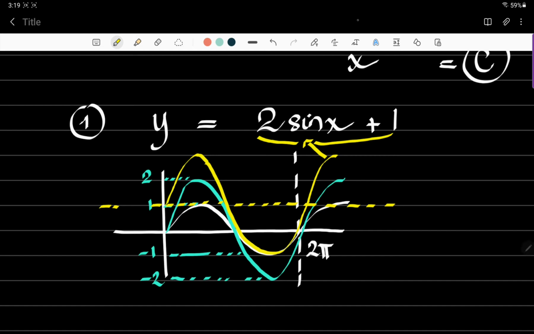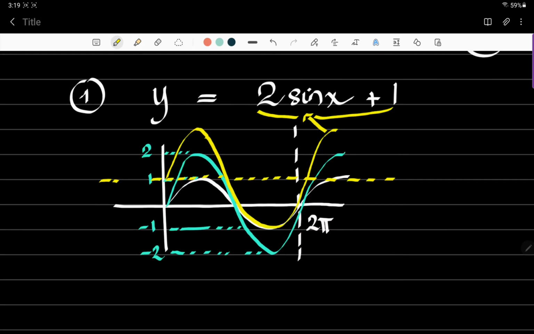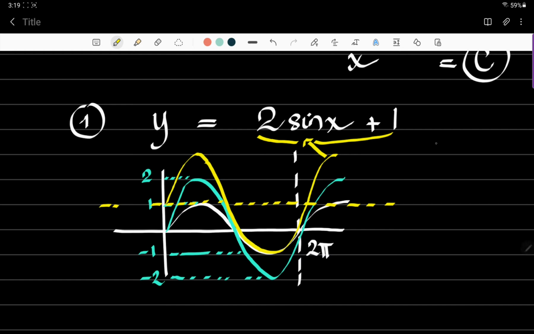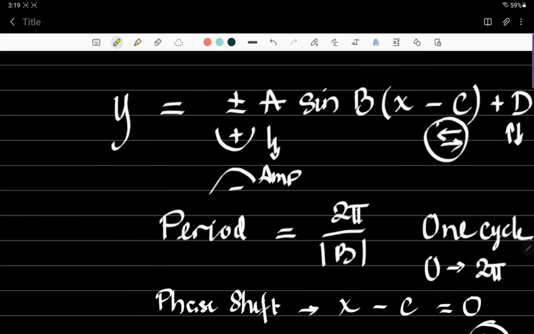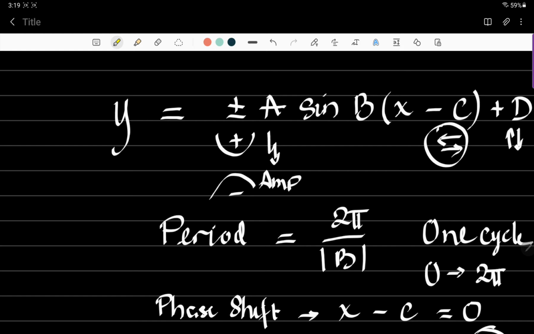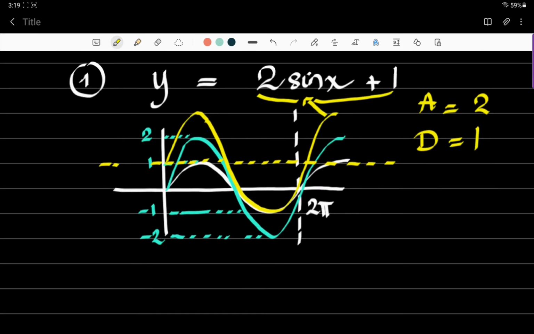Let's try another one. To answer the question, the phase is the same. A in this case is 2, the amplitude, go up 2. But then D in this case is 1. D makes your function move up or down. My original function is the white line, and then sine plus 1, so I move my function 1 up.